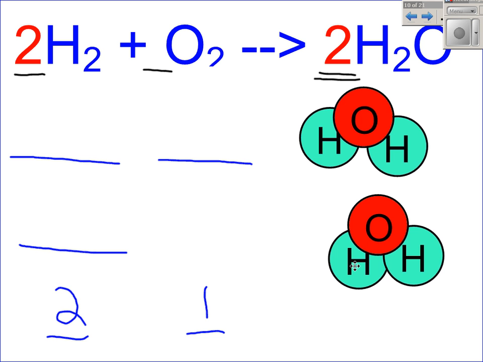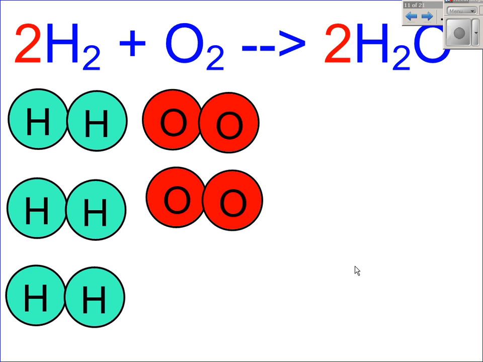Let's look at the same equation, but a different amount. Notice now I've changed the number of hydrogens and I've changed the number of oxygens. The ratio still remains the same, 2 H2s to 1 O2. But notice the moles represented below. I've drawn in 3 moles of hydrogen and 2 moles of oxygen. Can you guess which one's going to limit the amount of water produced?